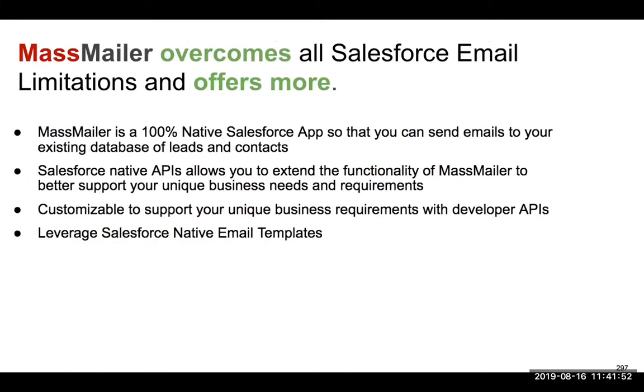And again, MassMailer is a simple, easy to use tool, 100% native to Salesforce app, but it's also very powerful with a lot of features that I'm going to show to you. And we got native APIs. If you need to extend the functionality of MassMailer, you can call the APIs too. And it is customizable just because you get the APIs, and also it's all native, so the objects, custom objects that you can report on. You can build some custom pages on top of it too. And we use the native email templates, so that makes it easy. So whatever email templates that you already have, you can reuse them in the app.